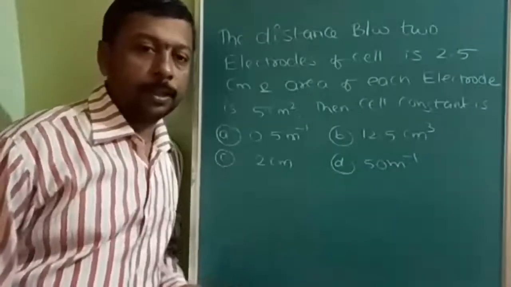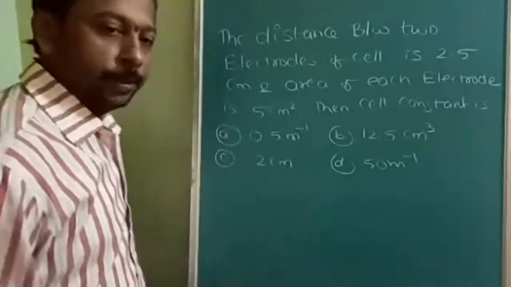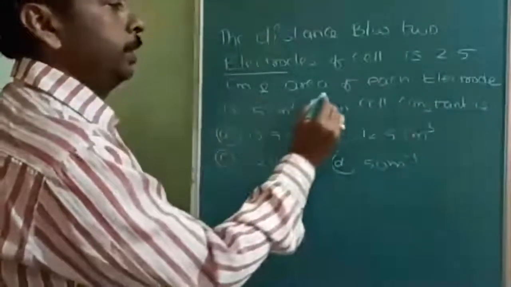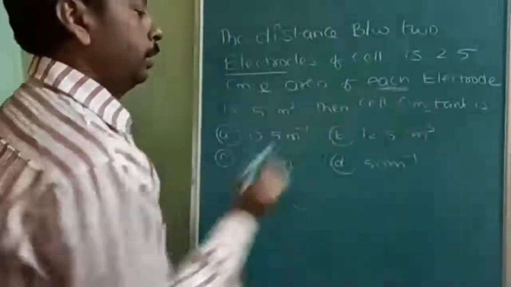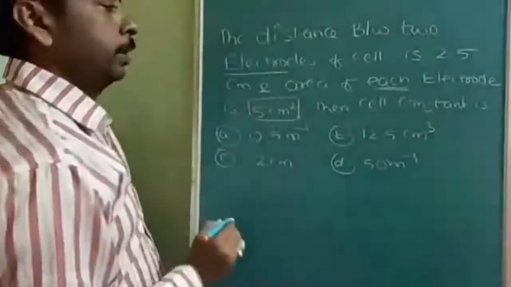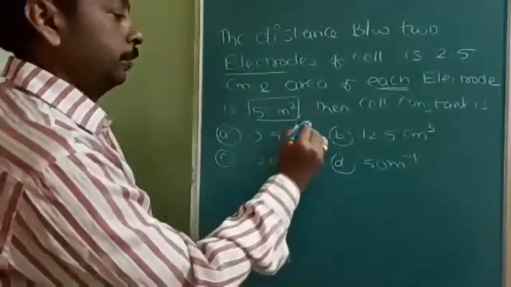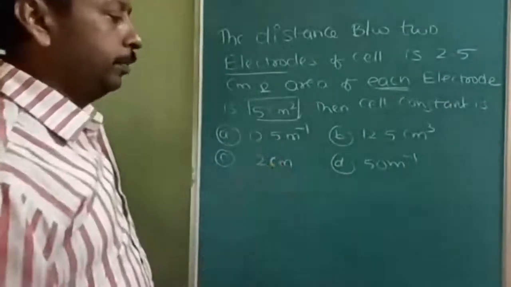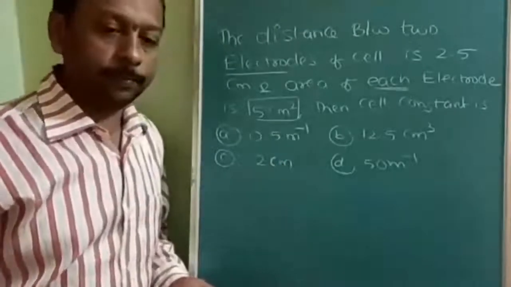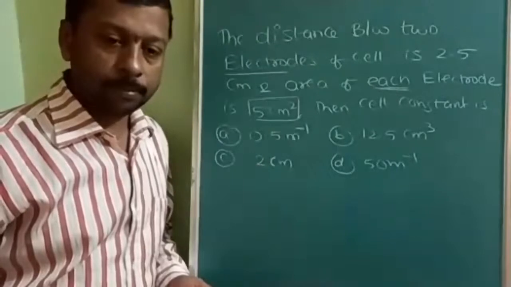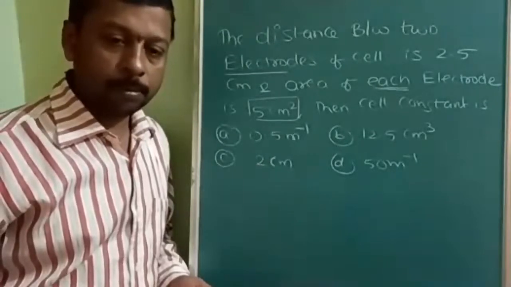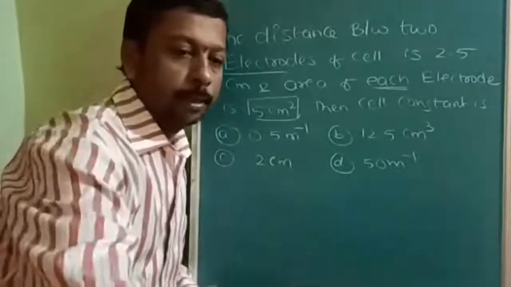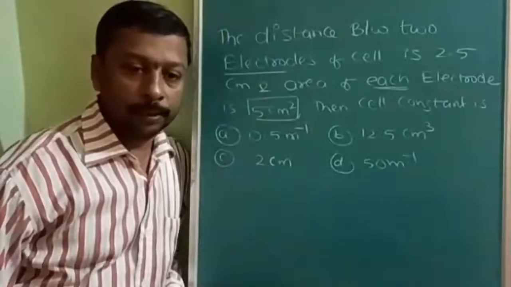First question: the distance between two electrodes is 2.5 centimeter and the area of each electrode is 5 centimeter square. Then the cell constant is 0.5 meter inverse, or 12.5 centimeter cube, or 2 centimeter, or 50 meter inverse. Here the answer is 50 meter inverse. Ready for the next question?